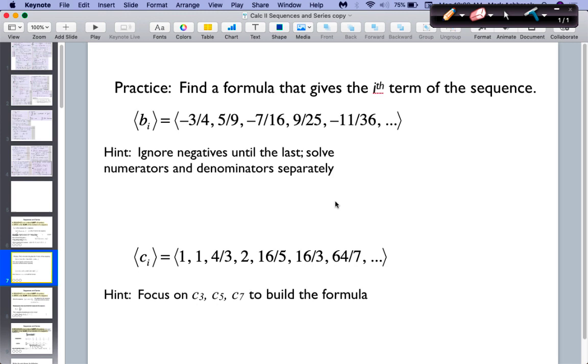Here's some hints. The hint for the first one is: ignore the negatives at first, take care of that at the end, and then solve the numerators and the denominators separately. So if you had those 2 ideas, that was good. Work on the numerator and the denominator as 2 separate problems. And your hint on the second one is focus on 3, 5, and 7. See if you can come up with it for 3, 5, and 7, then go back and check 1, 2, 4, and 6 to see if your formula works.